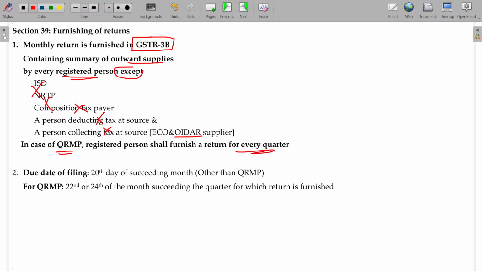The cutoff date is the 20th of the succeeding month. But in case of the QRMP scheme, the date may be 22nd or 24th as the case may be, depending upon the state. Normally it is 20, but for QRMP, after the completion of the quarter, you may be given 2 or 4 more days, meaning 22 or 24.